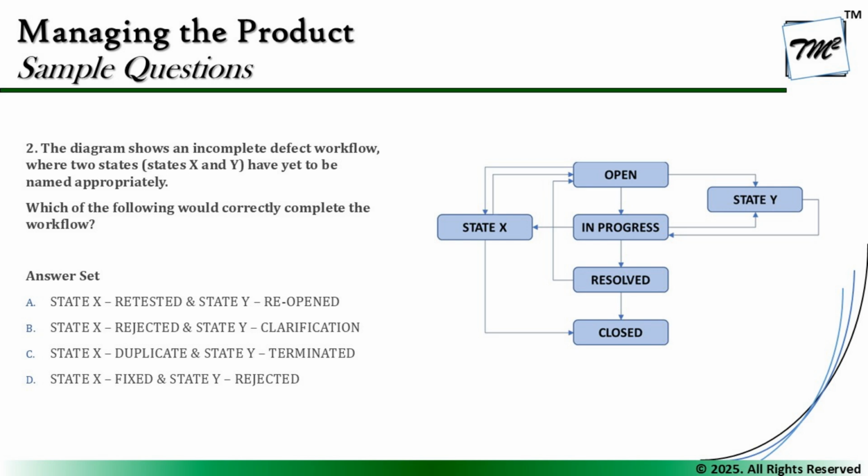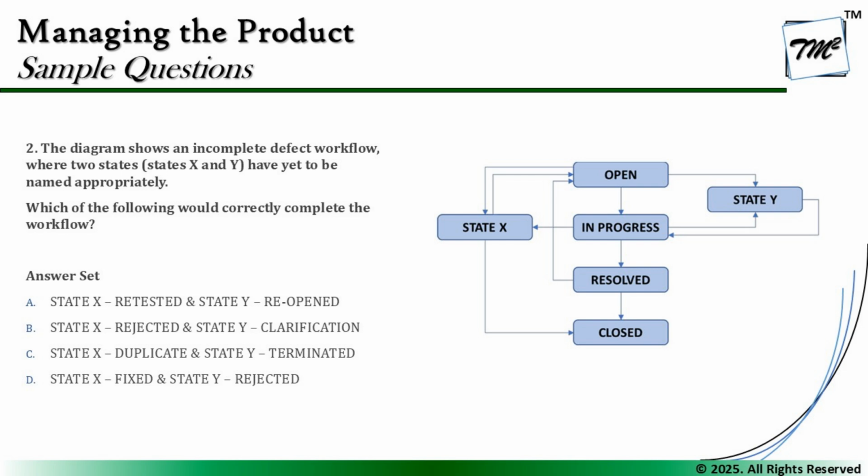Now all you have to do, the easiest way to tackle this type of question, is to pick each and every option, place it in the position of X and Y, and see if it makes sense. That's what we are going to do. But also, you can easily answer it if you know the defect life cycle.